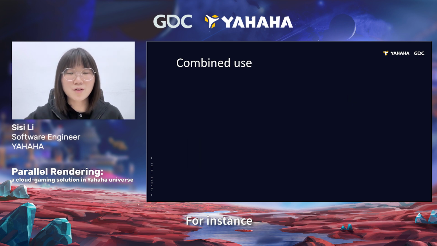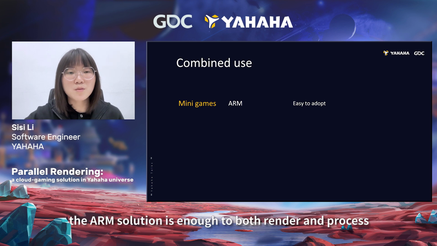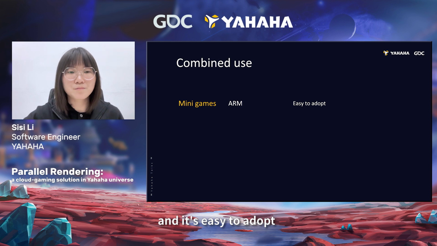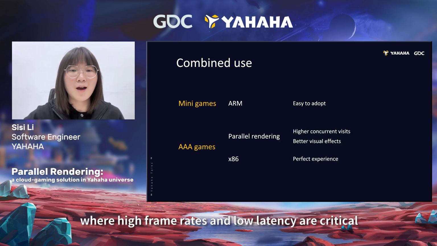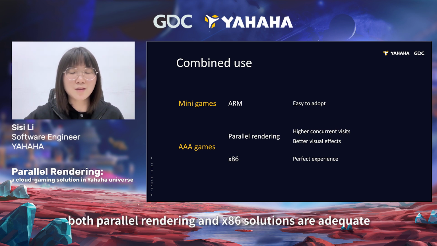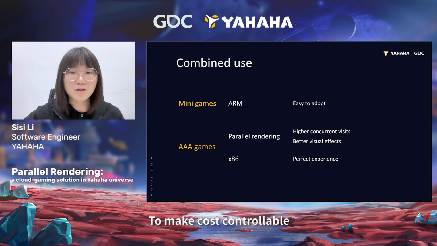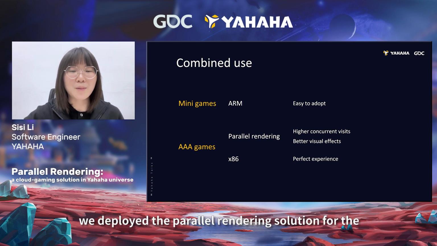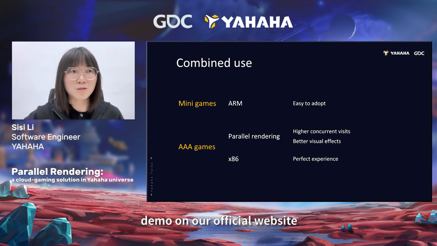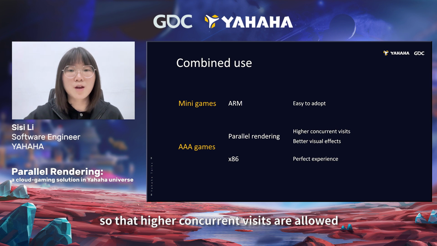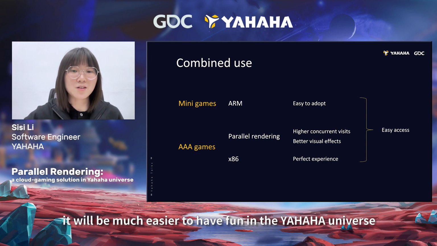For instance, to host minigames, the ARM solution is enough to both render and process, and it's easy to adopt. For AAA games where high frame rates and low latency are critical, both parallel rendering and x86 solutions are adequate. To make cost controllable, we deployed the parallel rendering solution for the demo on our official website so that higher concurrent visits are allowed and better visual effects are provided. By combination use, it will be much easier to have fun in the Yahaha Universe.